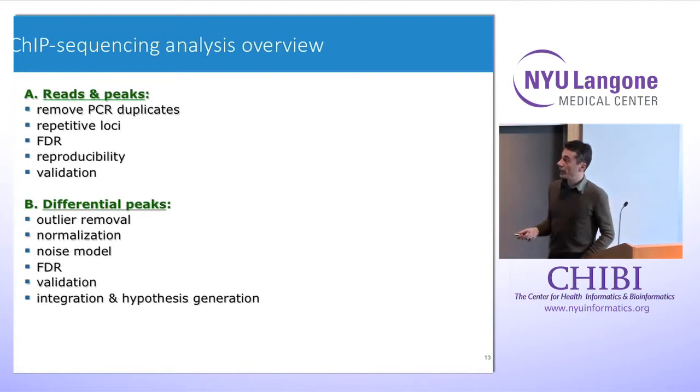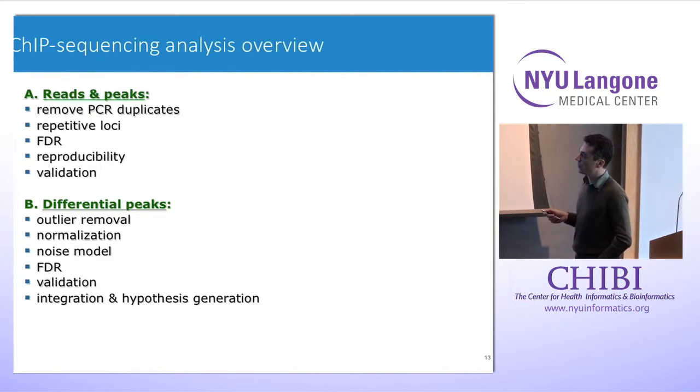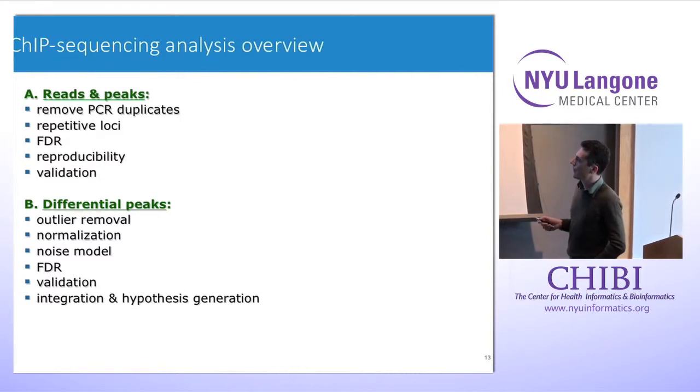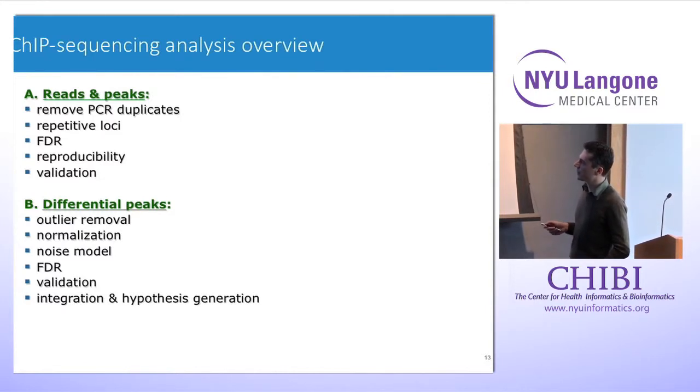Then our task was to analyze the ChIP-seq data. First you look at the actual reads that come out of the Illumina machine. You have to remove standard PCR duplicates and ignore repetitive loci. In fact, we did some analysis to see if that affects our results at all. We didn't find any evidence of that, even with shorter reads at that point. Of course, do false discovery rate when it comes to peak discovery, and check reproducibility of the results.